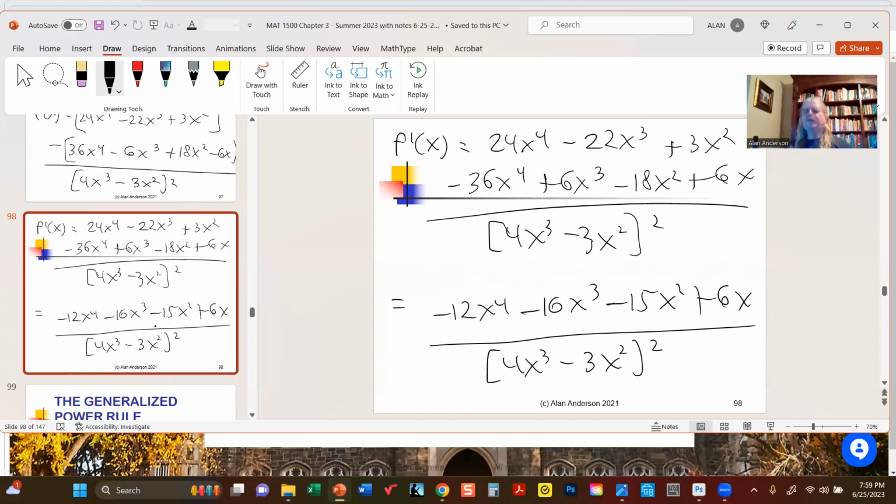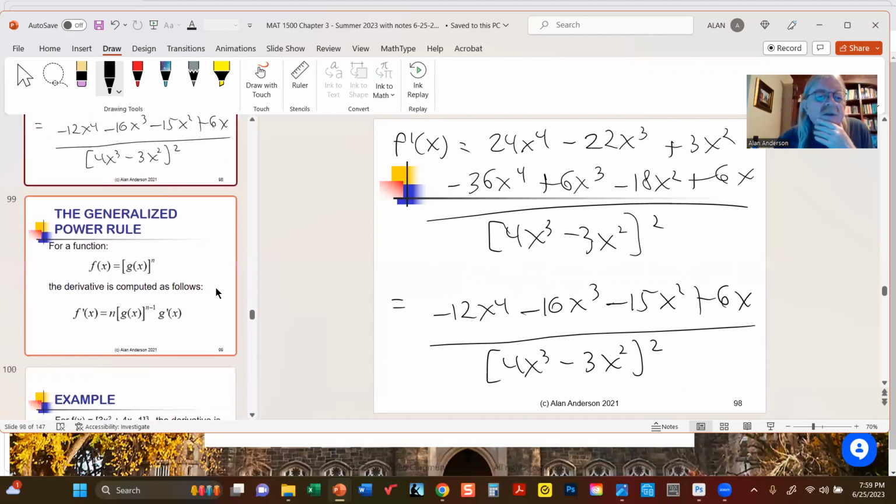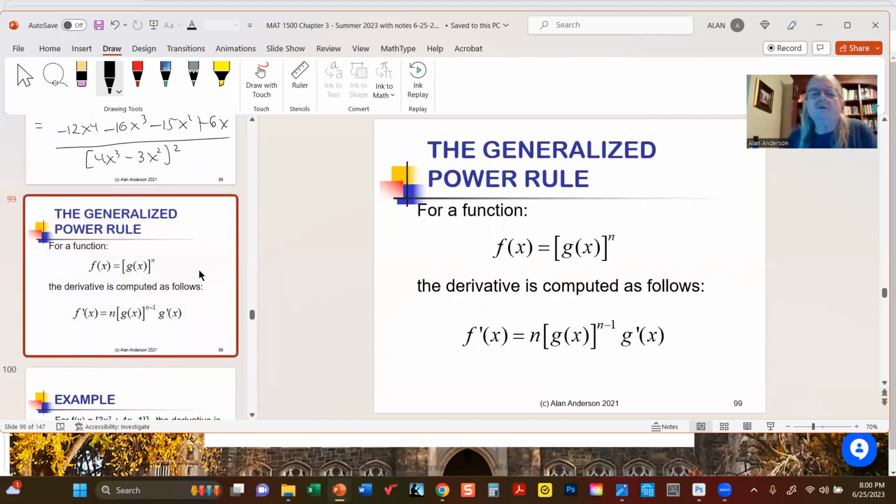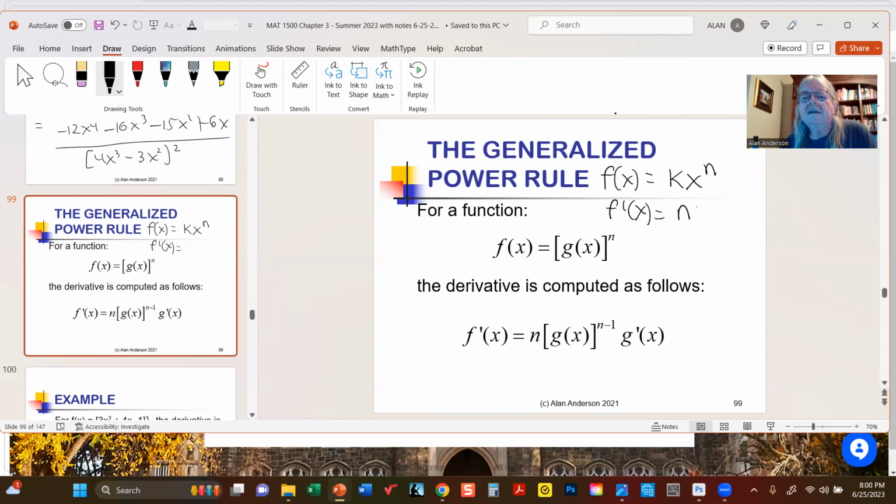Now, what's coming up next is another one of the incredibly important rules. It's basically an extension of what we did earlier with the power rule, just the plain old power rule. If f of x is k x to the n, f prime of x is nk x to the n minus 1. So you can see the parallels with what we're doing now. This time, though, there can be a constant out here. We don't have to worry about it. If there is, it would just stay outside anyway.